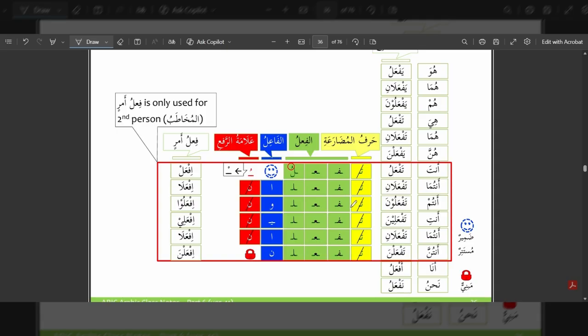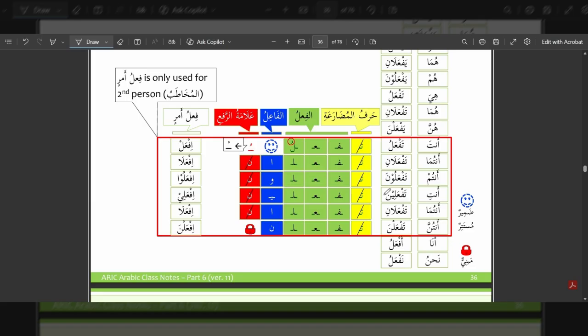Taf'aluna is also in noon comes and noon goes. So we get if'alu. Taf'alina is also in the same category. So we cut the harf mudari and the noon and we get if'ali. Taf'alani again is in the same category. So we need to cut the ta and the noon. So we get if'ala. Taf'alna. Here we need to cut the harf mudari, but this is mabni, so there will be no changes and it will remain as if'alna.